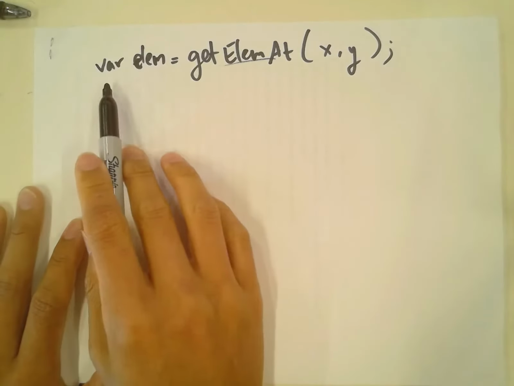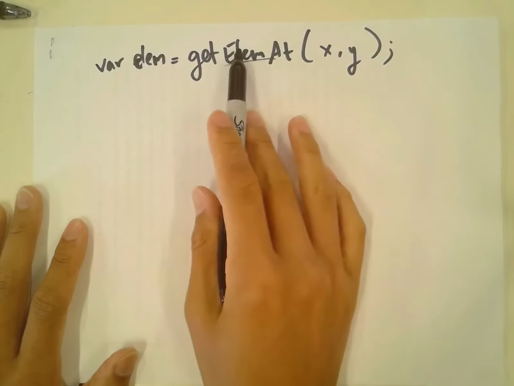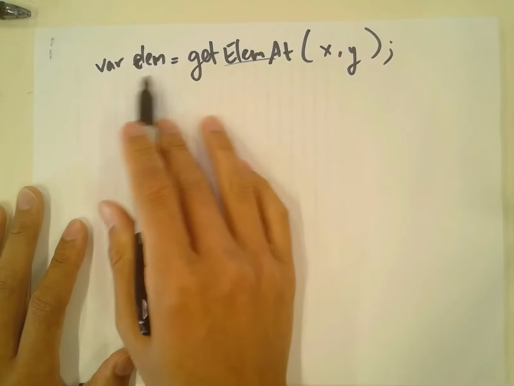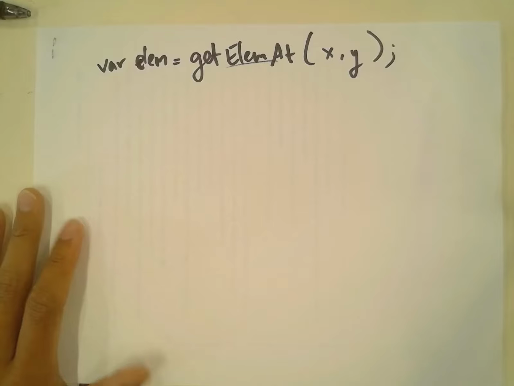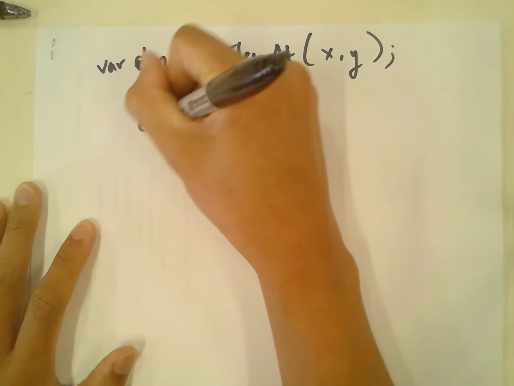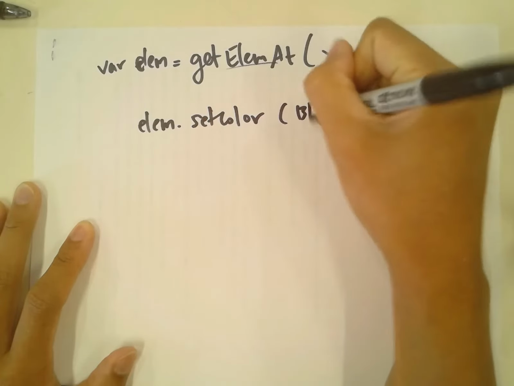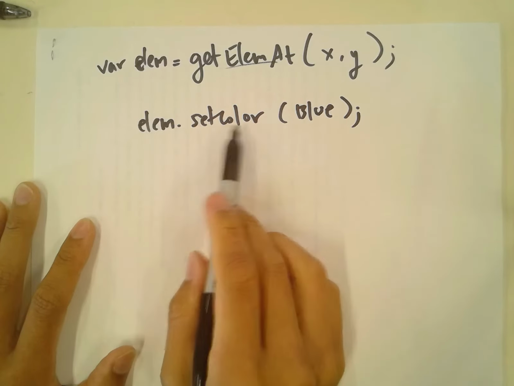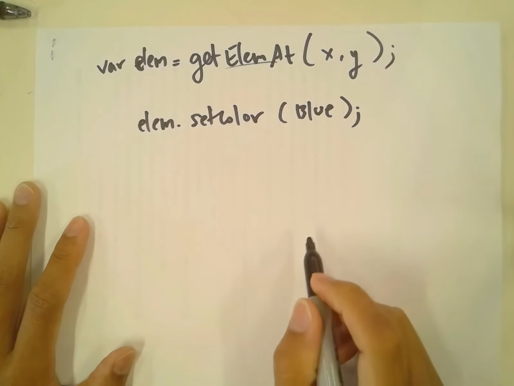So we say var elem is equal to getElementAt(x, y). This will return the shape. Once it returns the shape, elem is equal to the shape, and we can run the methods on that shape object, like elem.setColor. So let's do that. elem.setColor to blue, and that will change the color of the element that was gotten from the getElementAt.